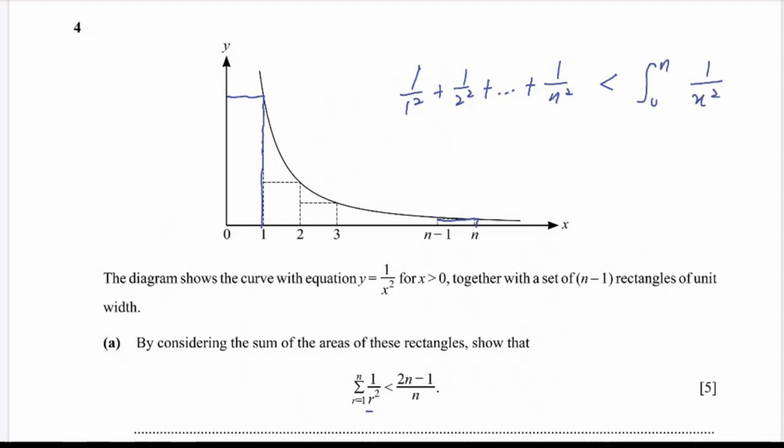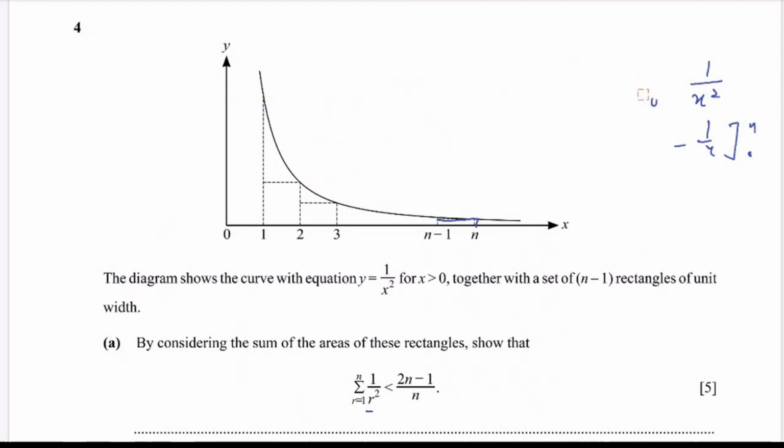But when we integrate this later, it is going to give us something that we can't find the value of, because we will get something like -1 over x. Later, we need to substitute in an n and a 0. So we can't do that. So we can't directly compare that.